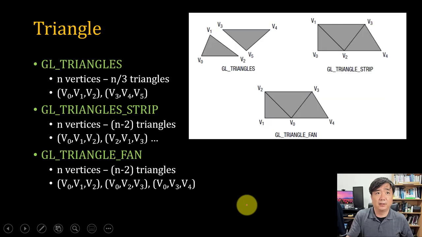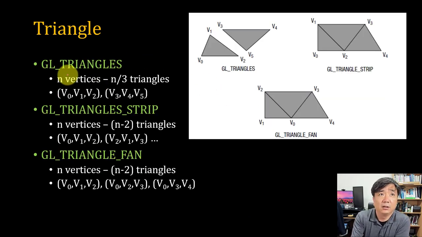The third primitive is the triangle. The first one is GL_TRIANGLES. If there are V0, V1, V2, V3, V4, V5, six vertices, then we can create 2 triangles. It is very similar to GL_LINES. So with n vertices, the number of triangles is n over 3.